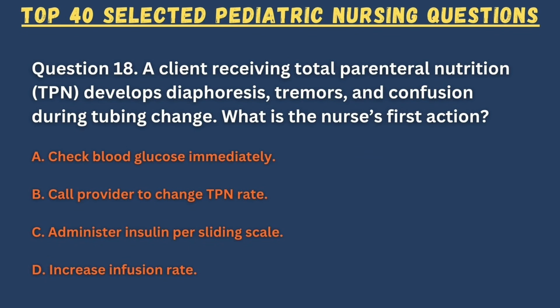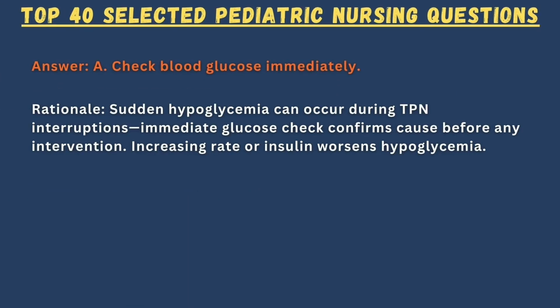Question 18. A client receiving total parenteral nutrition, TPN, develops diaphoresis, tremors, and confusion during tubing change. What is the nurse's first action? A. Check blood glucose immediately. B. Call provider to change TPN rate. C. Administer insulin per sliding scale. D. Increase infusion rate. Answer. A. Check blood glucose immediately.